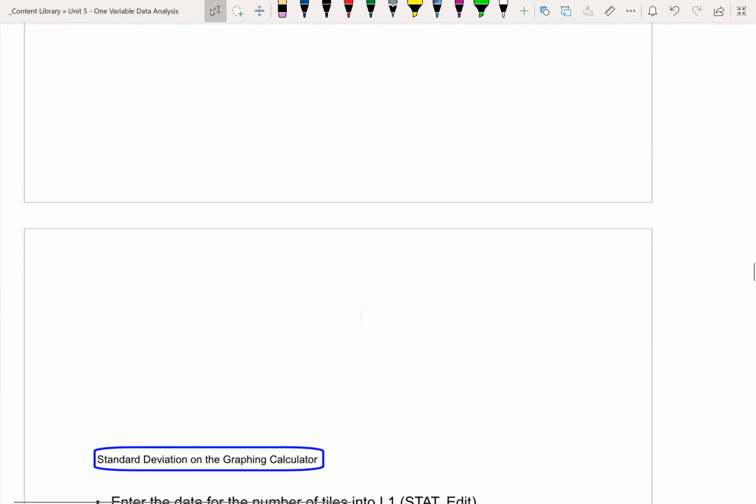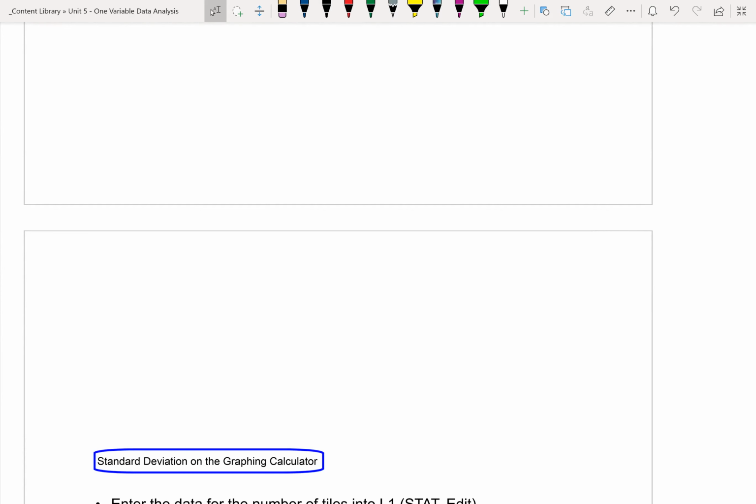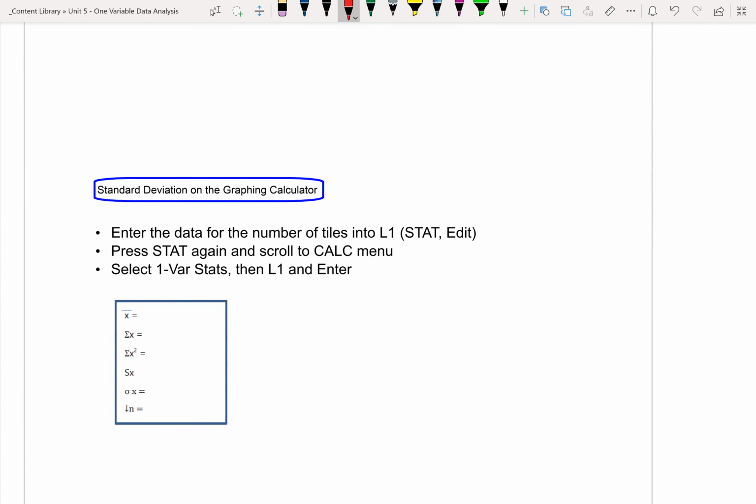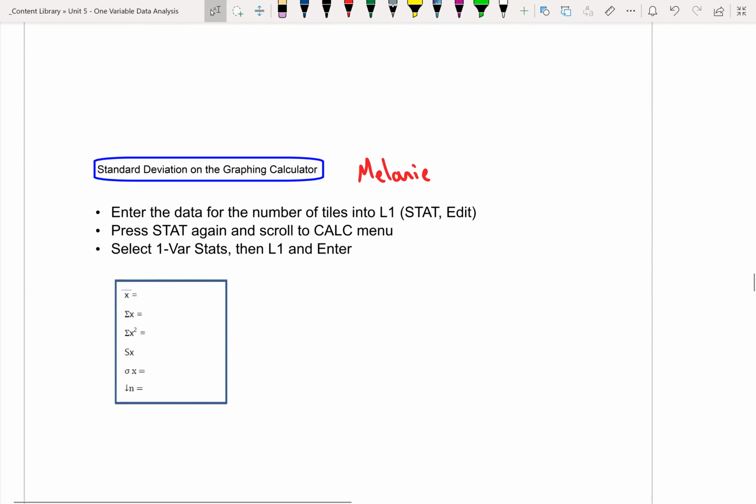Now, we can argue that that's fairly large. That means a lot of his values are spread out. But let's compare this to Melanie's. So we can do this on a graphing calculator as well. So we're going to do Melanie's on a graphing calculator so that we can save some time. What we want to do is go to Stat and then Edit, and in our first column we are going to enter all of our data.